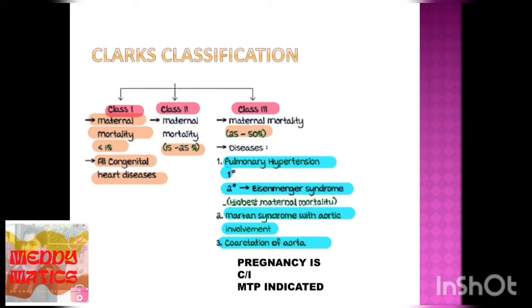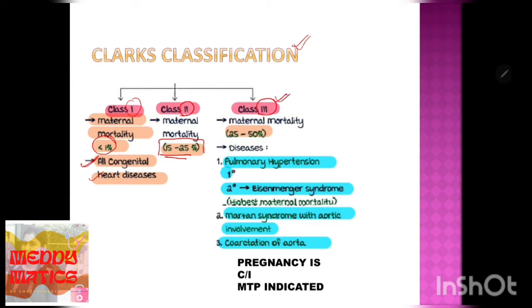Now, Clark's classification. Clark's classification is divided into three classes, class 1, 2, and 3, based on mortality and the diseases associated with them. In class 1, the maternal mortality is less than 1%, and all the congenital heart diseases are included in class 1, as they have the best prognosis compared to other heart diseases. In class 2, maternal mortality is 15 to 25%.